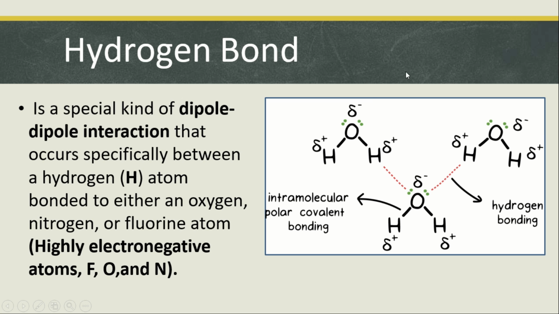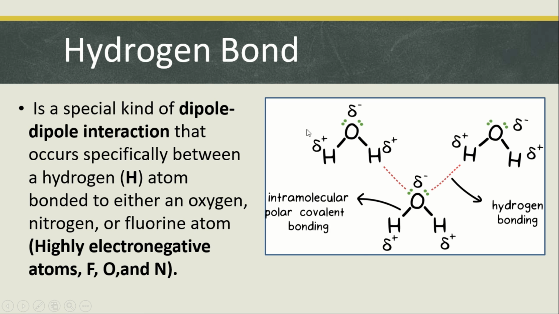Last but not the least is hydrogen bond. Again, take note class, it's not literally a bond, but rather it is named after the elements that are bonded to each other. It is a special kind of dipole-dipole interaction that occurs specifically between a hydrogen atom bonded to either an oxygen, nitrogen, or fluorine atom. These three elements are highly electronegative atoms: fluorine, oxygen, and nitrogen.